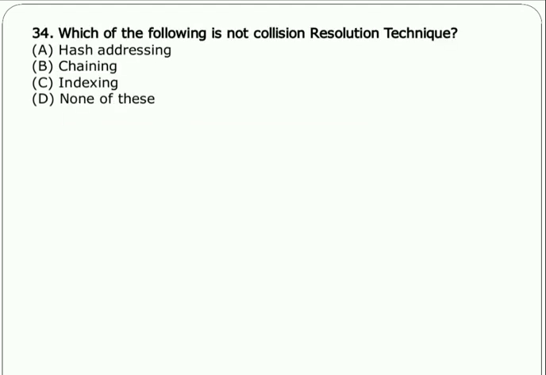Next one. Which of the following is not a collision resolution technique? Here both hash addressing and chaining are collision resolution techniques, but indexing is a data structure defined on columns in a database table to significantly speed up data retrieval operations. An index is a small copy of a database table stored by key values. So that's why option C is not a collision resolution technique. C is the correct answer.